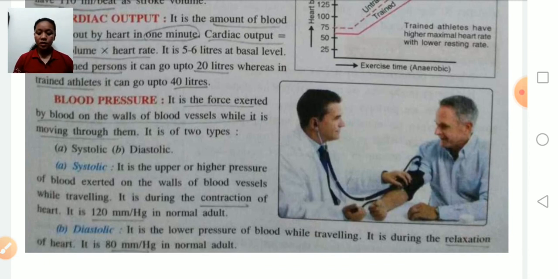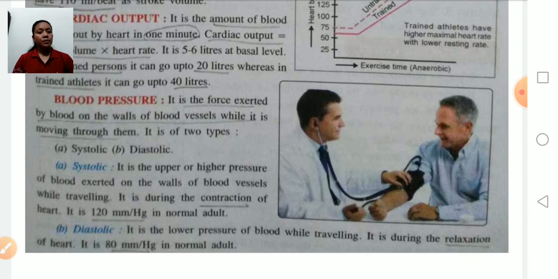Blood pressure is the force exerted by the blood on the wall of the blood vessel. It means it is the force exerted by the blood on the wall of the arteries while it is moving through them. When the blood moves through the blood vessel, the force exerted by the blood on the blood vessel is known as blood pressure.